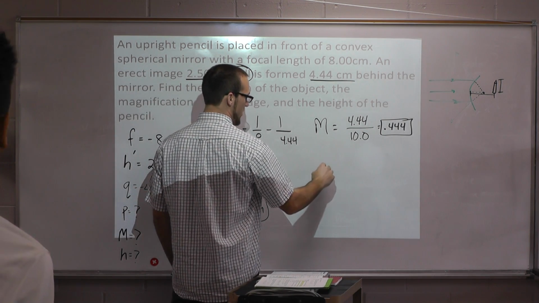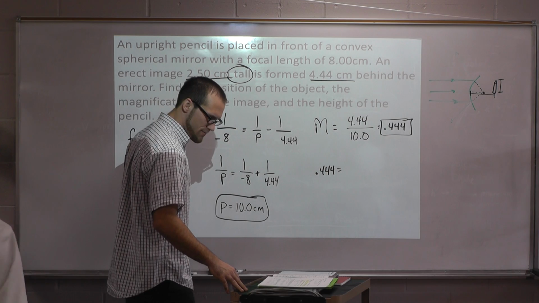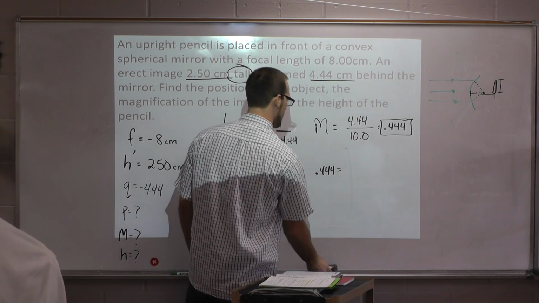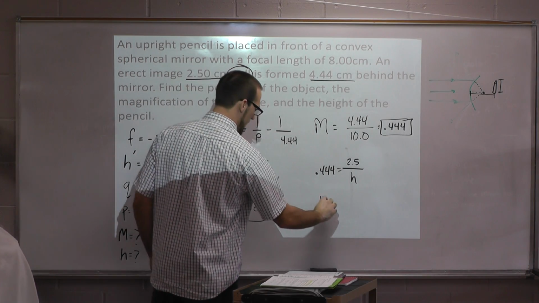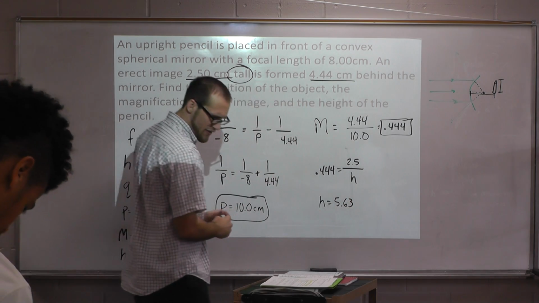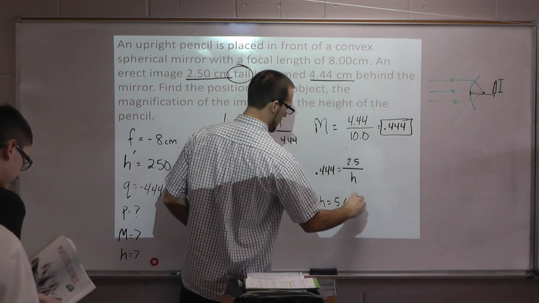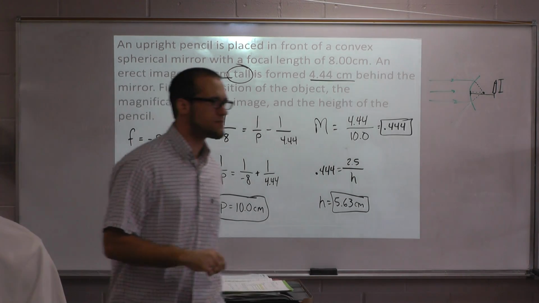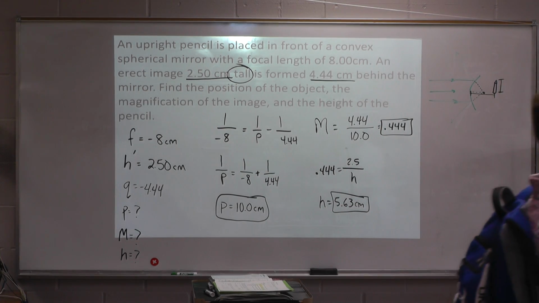And then H is just, I mean, you can do it a lot of ways. You can use the magnification equals, I can't remember, is it H prime over H? Yeah, H prime over H. Then when you solve for H, you should get your height. The equation itself has a negative in it, and the Q is already negative, but they just cancel out.